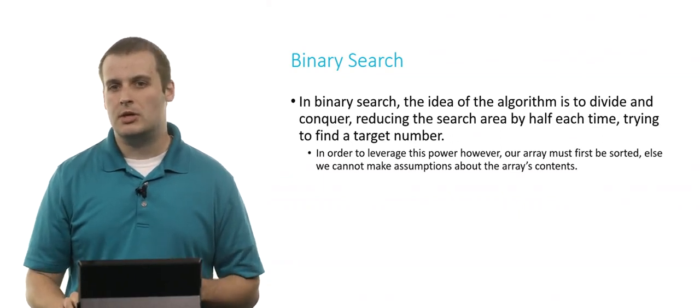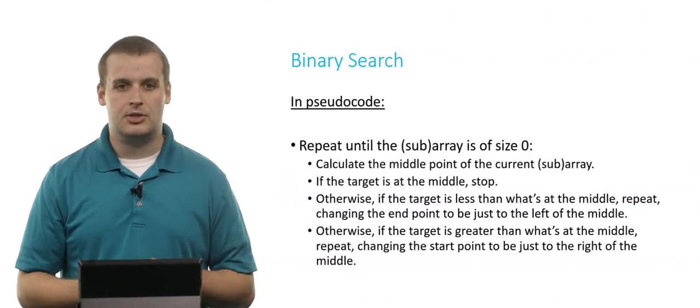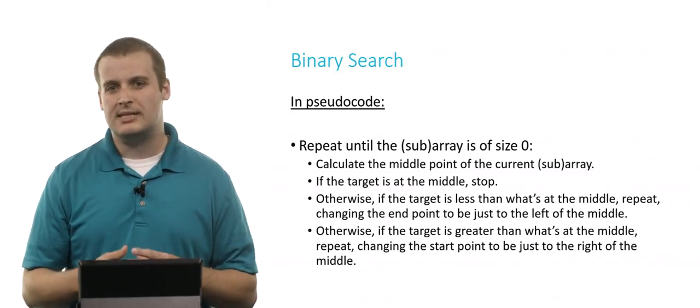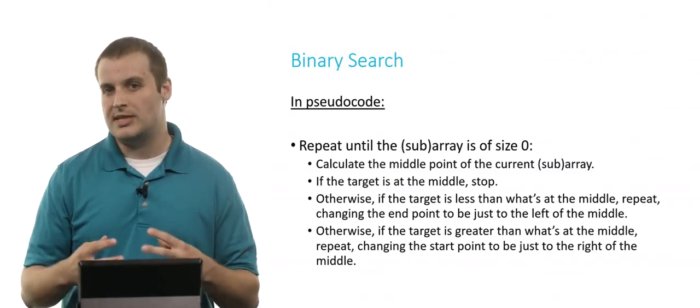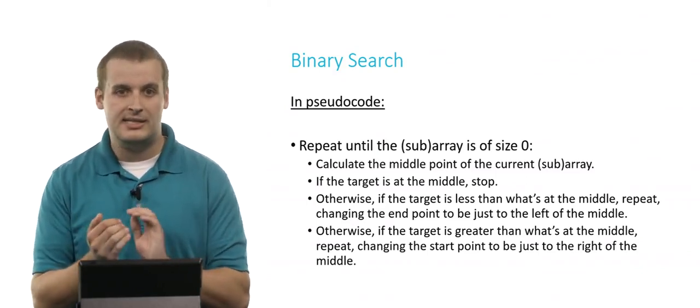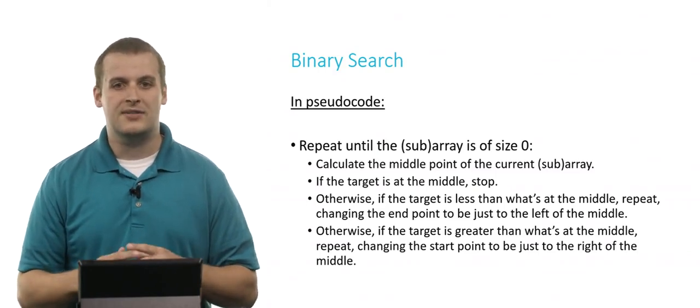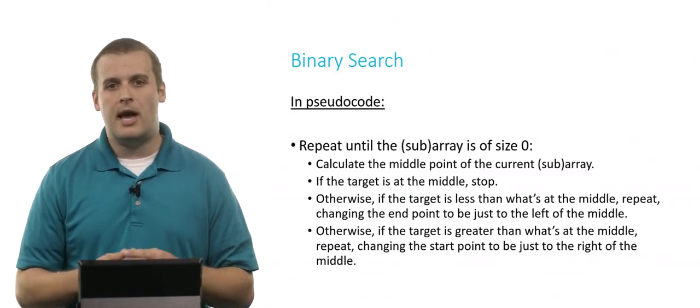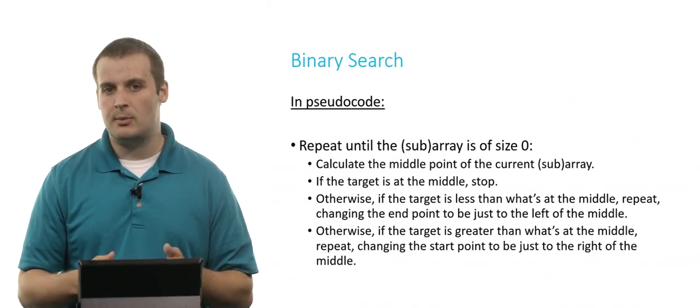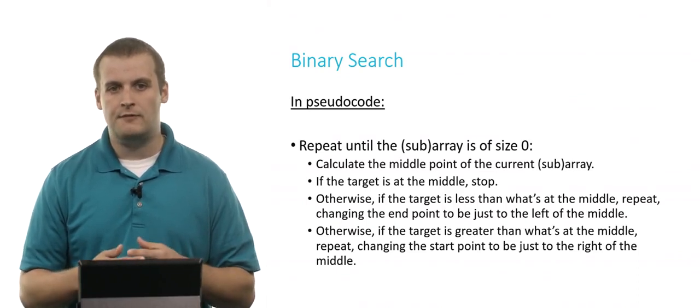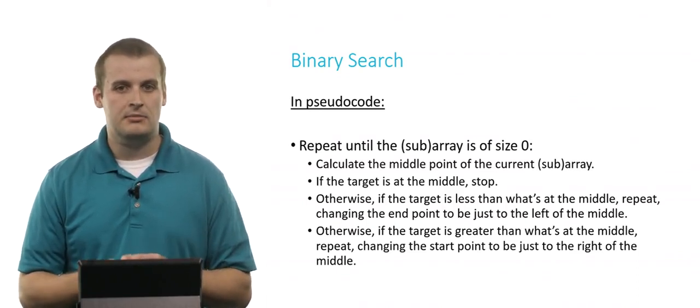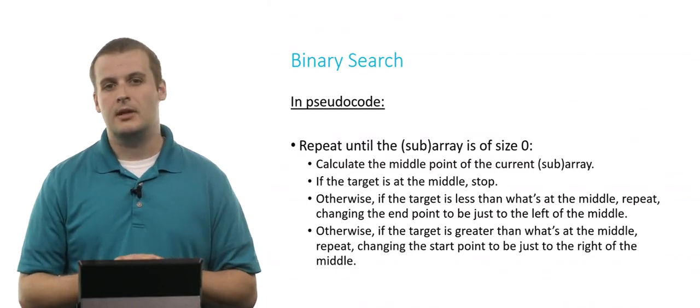So what are the pseudocode steps for binary search? You repeat this process until the array, or as we proceed through, subarrays, smaller pieces of the original array, is of size 0. Calculate the midpoint of the current subarray. If the value you're looking for is in that element of the array, stop. You found it. That's great.